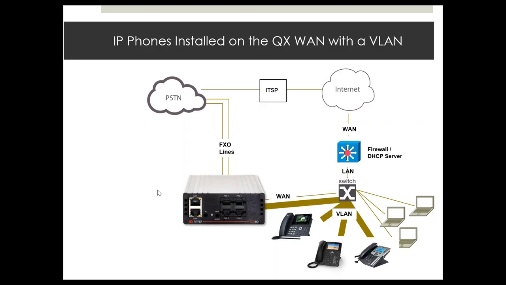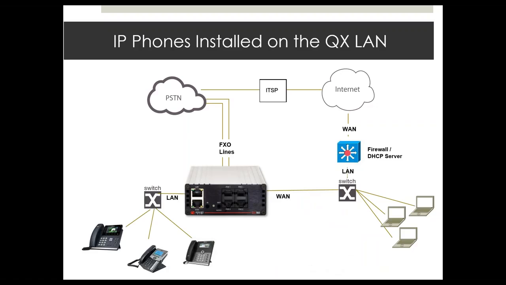A second scenario similar to the first is physically everything's the same, but there's a VLAN that's created where you can put the phones in a VLAN, and the QX is going to have a second IP address on that WAN port, and it can act as the DHCP server across the VLANs. And this works really well because it keeps your voice traffic separate from your computer traffic, your data traffic.